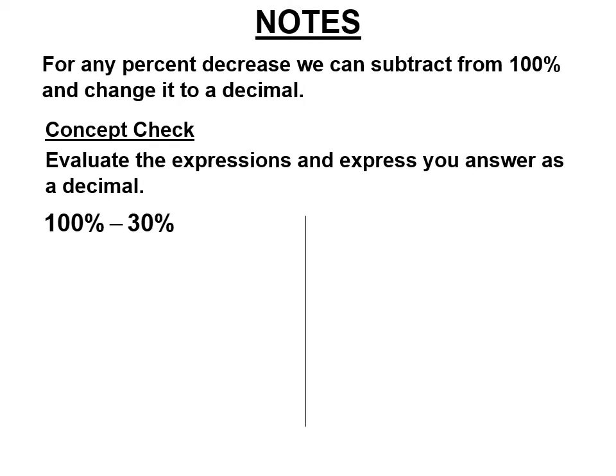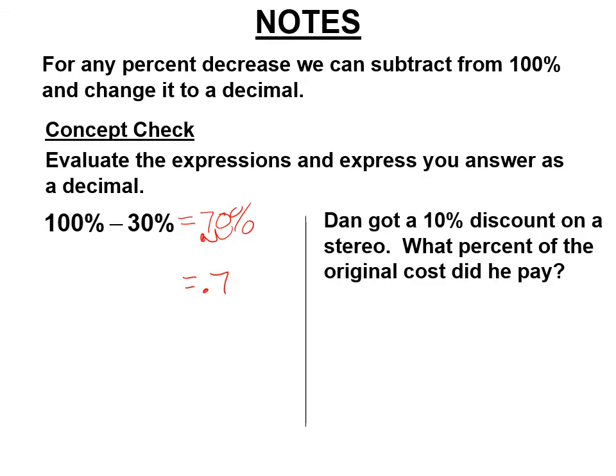So, right, this is review. 100% minus 30% is 70%. Now it says, express your answer as a decimal. So what would be the decimal for 70%? 0.7. Dan got a 10% discount on a stereo. What percent of the original cost would he pay? 100% minus 10%. He would pay 90%. And the decimal version of that would be 0.9.